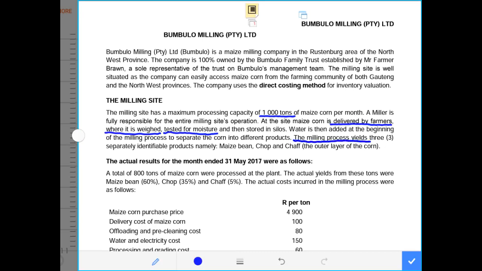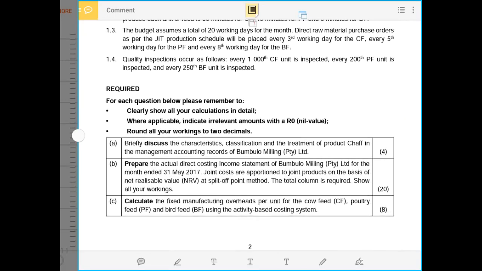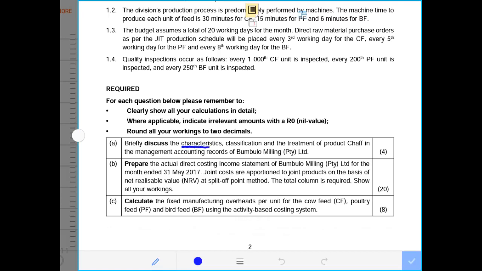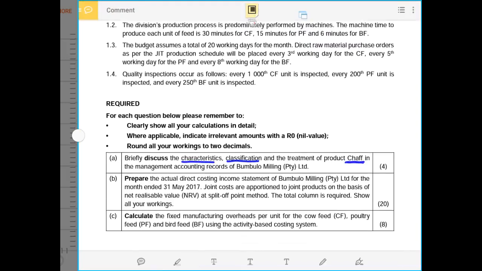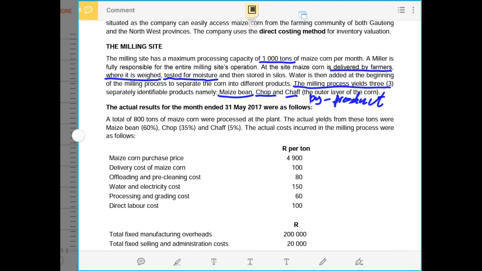The milling process yields three separate identifiable products, which are maize, corn chop, and chaff. And they say chaff is the outer layer of the corn. And the minute it is the outer layer of the corn, it is likely to be what we call a byproduct. The third product, which is chaff, also again remember in the requirements we were required to characterize and classify the treatment of product chaff. And we can see that it is from the outer layer of the corn, therefore it is likely to be a byproduct.